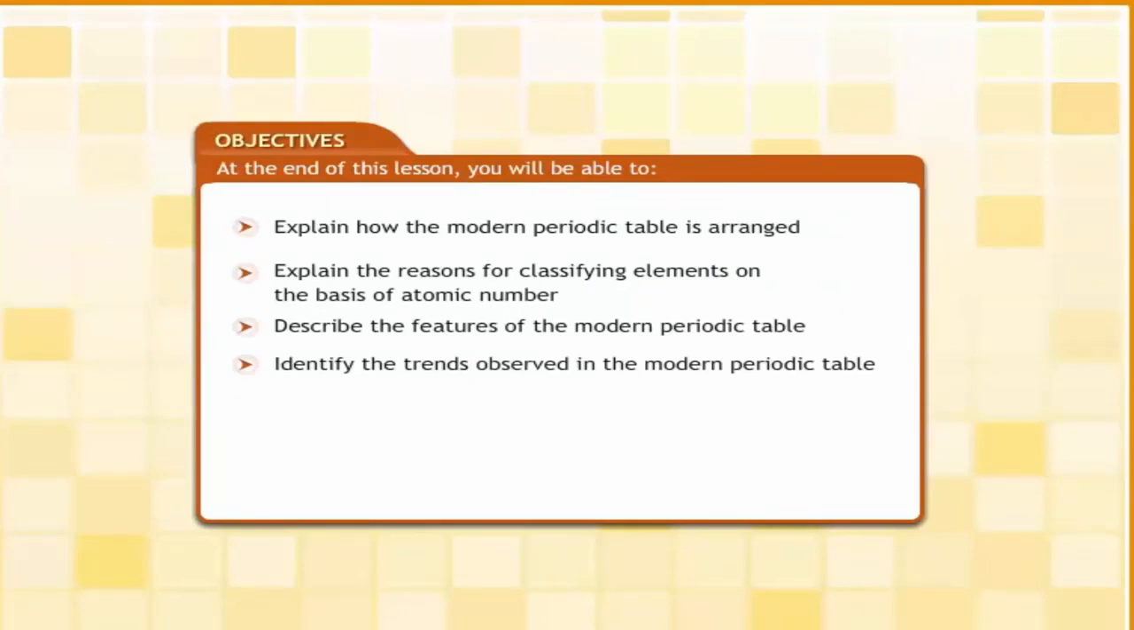In this lesson, you will learn in detail about the modern periodic law and the modern periodic table. At the end of this lesson, you will be able to explain how the modern periodic table is arranged, explain the reasons for classifying elements on the basis of atomic number, describe the features of the modern periodic table, and identify the trends observed in the modern periodic table.